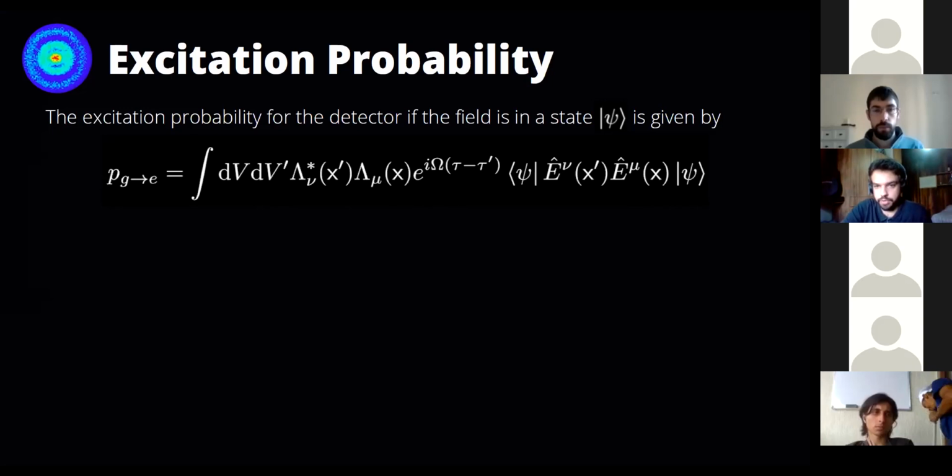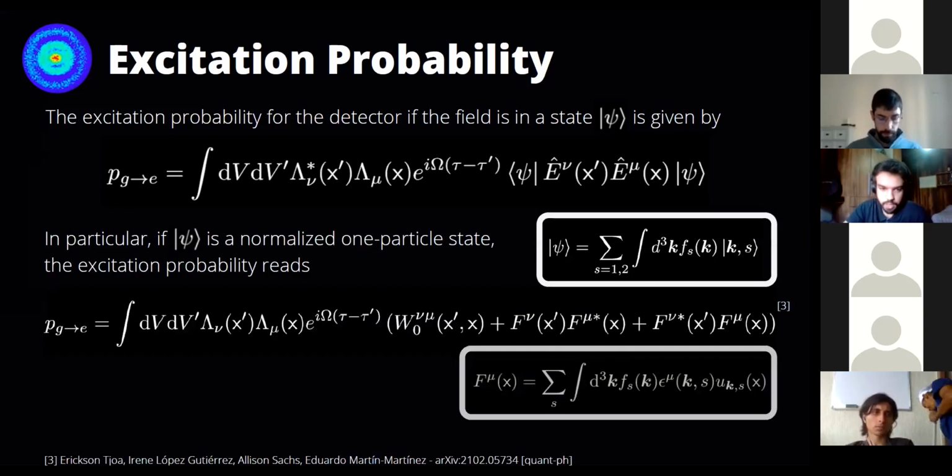The space-time smearing function is sort of regularizing the 2-point function of the field. If the field is in the state psi, we get this excitation probability for the detector. In this presentation specifically, I'll be looking at something that has been studied in detail in the paper from Ericsson, Irene, Alison, and Eduardo, where we shoot a one-particle state at the detector, or consider the detector to be probing a one-particle state, right?